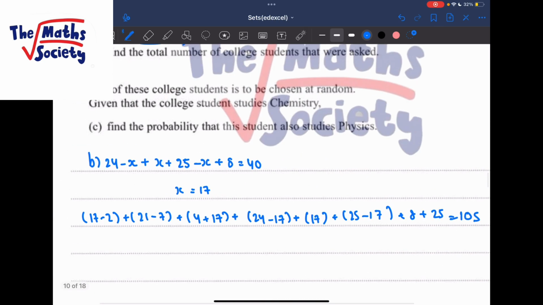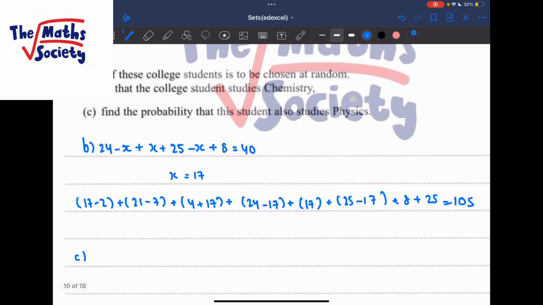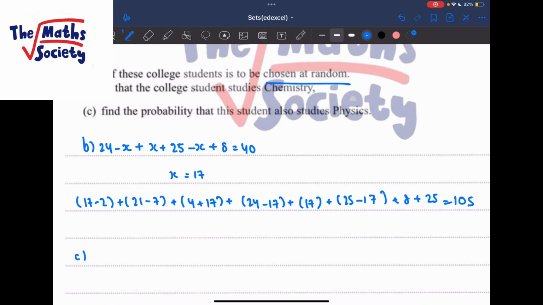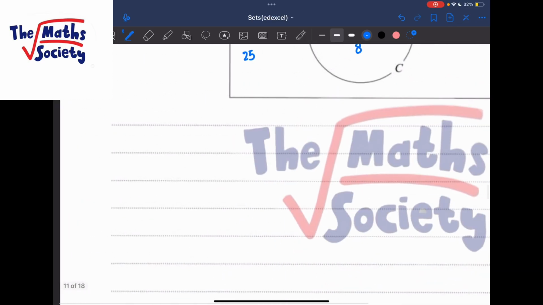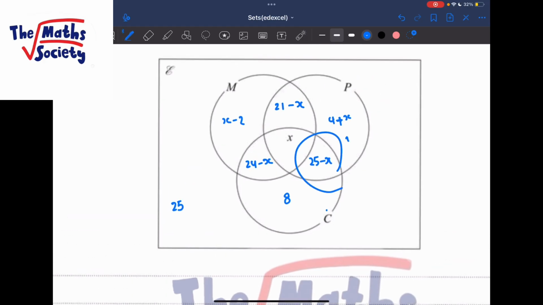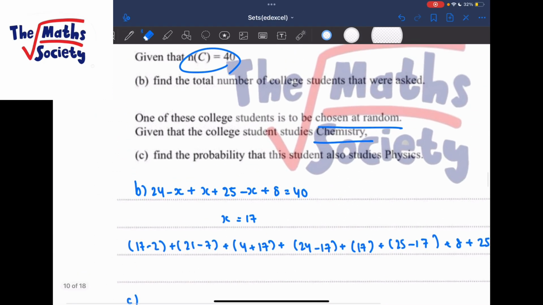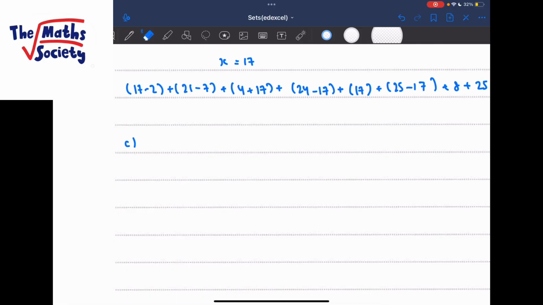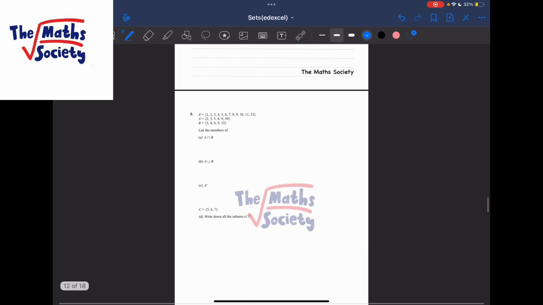Yep. It says that one of the college's students will be chosen at random who studies chemistry. Find the probability they also study physics, chemistry and physics. It's going to be here, which is 25. Is x, so that's going to be 25 by 40, which is 5 by 8. So that's your probability.